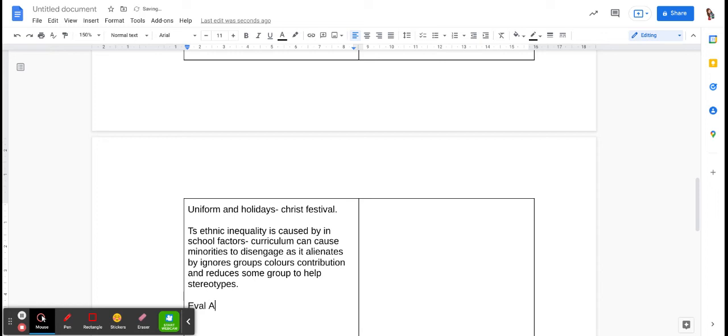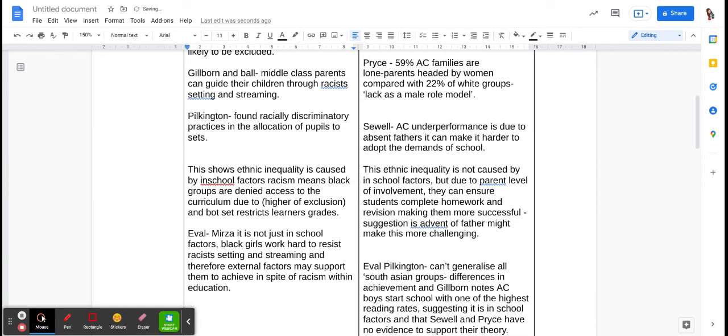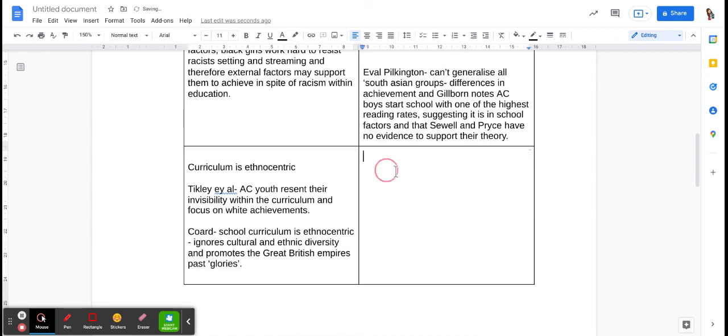However, both East Asian and South Asian culture is omitted. Basically, it's also ignored. It is omitted from the curriculum. But Indian and Chinese students still outperform white British, suggesting it cannot only be in-school factors. This theory is not enough on its own to explain it.